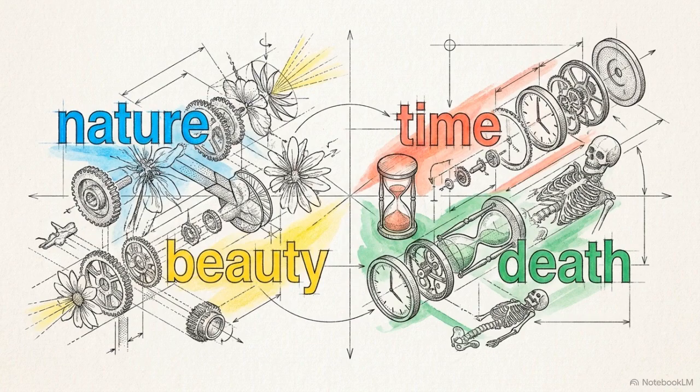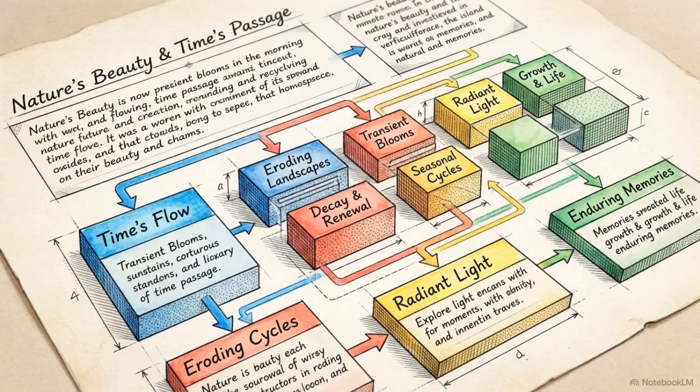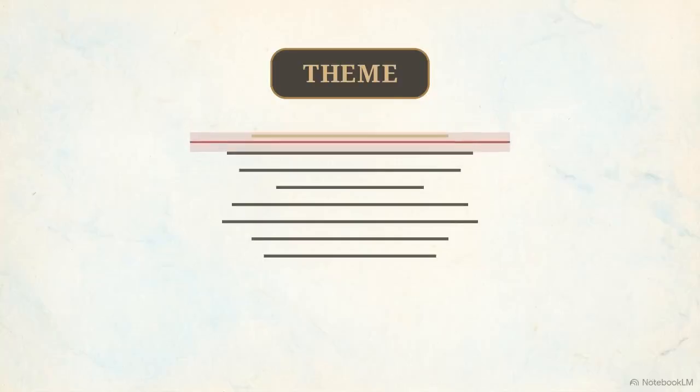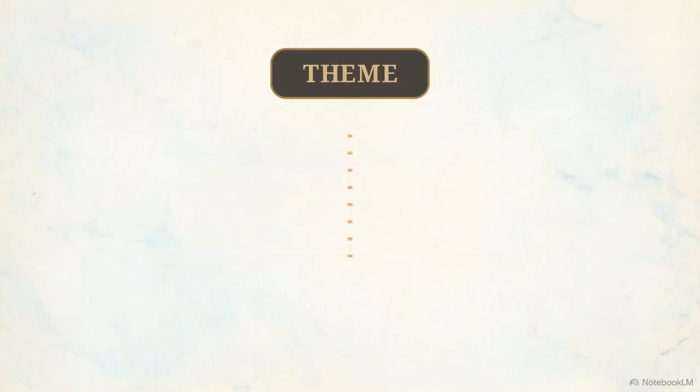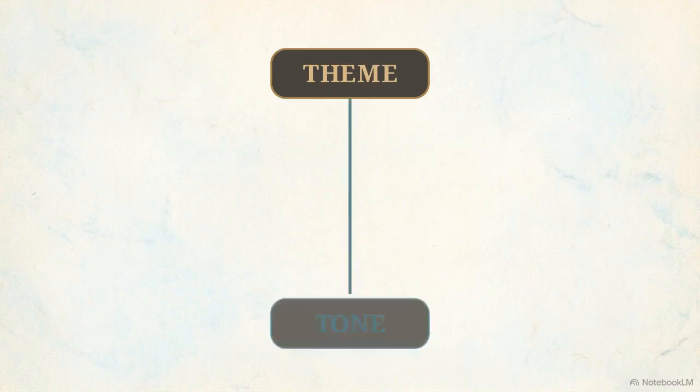You will often find that a single poem explores several overlapping themes at once, such as the relationship between nature and beauty, or the inevitable passage of time and death. Identifying these themes usually requires an analysis of the entire text, as the core message emerges through the progression of the poem. Directly supporting the theme is our second pillar, tone.